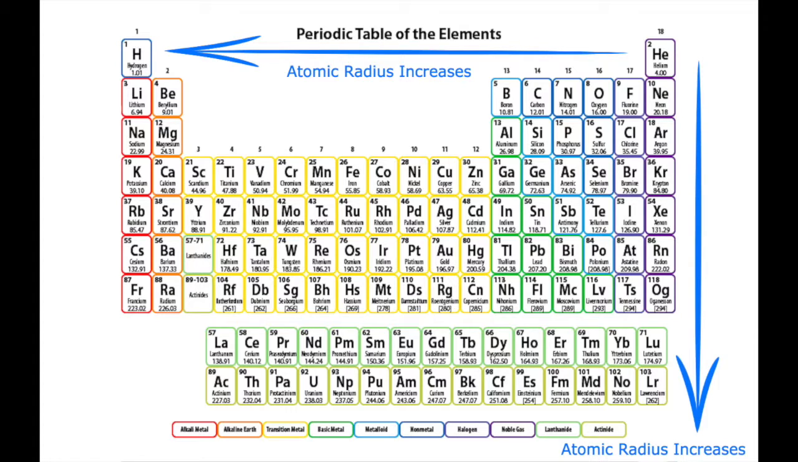On the other hand, when you go down a group, atomic radius increases because more energy levels are filled, and electron shielding prevents outer levels from being pulled in, therefore increasing the atomic radius.